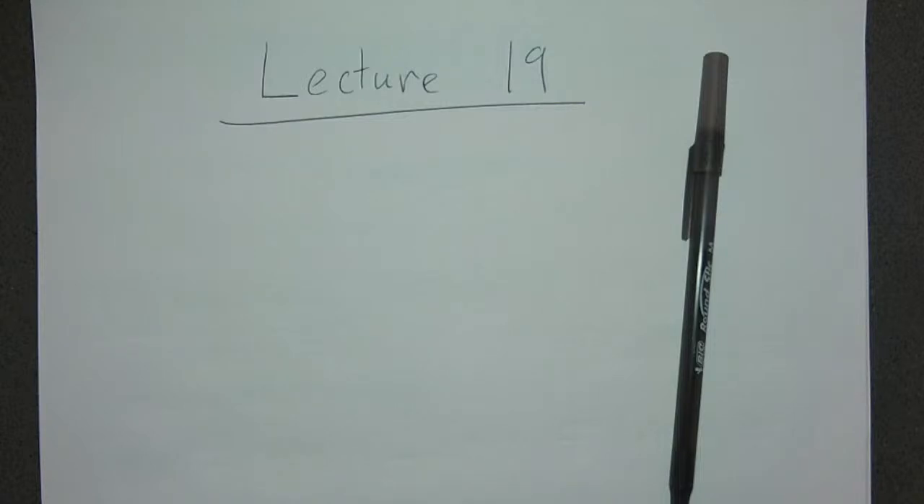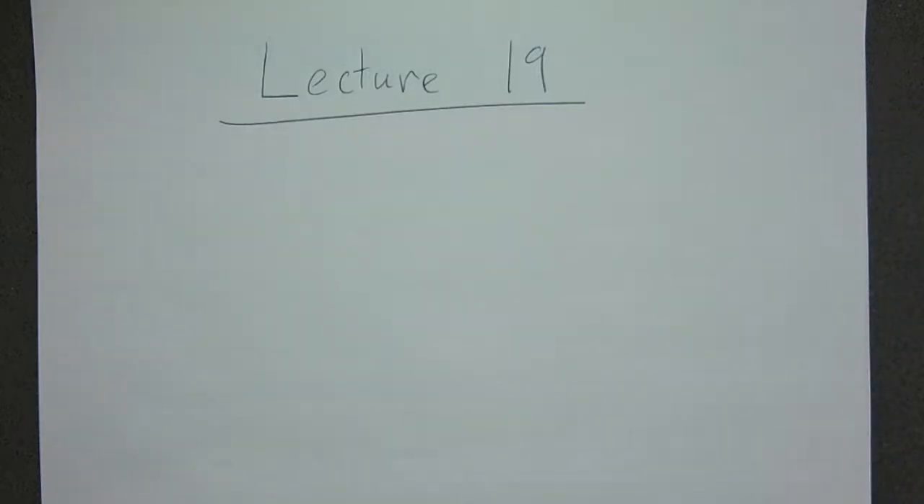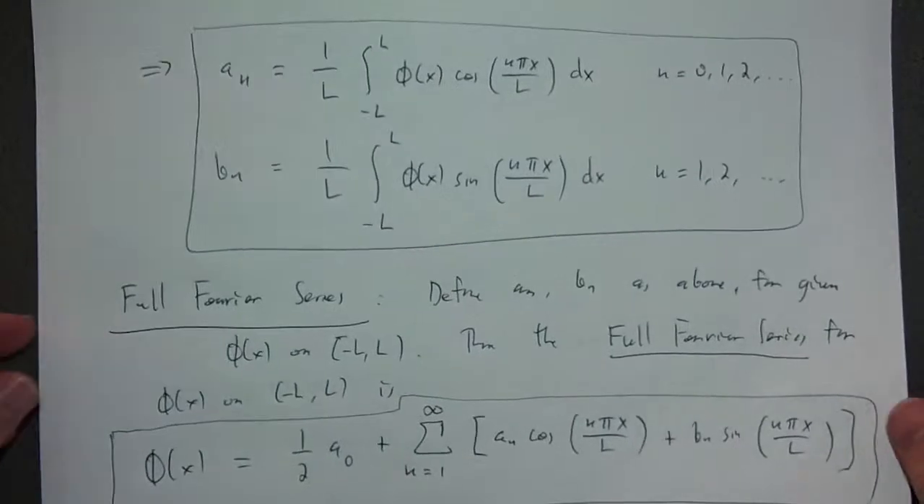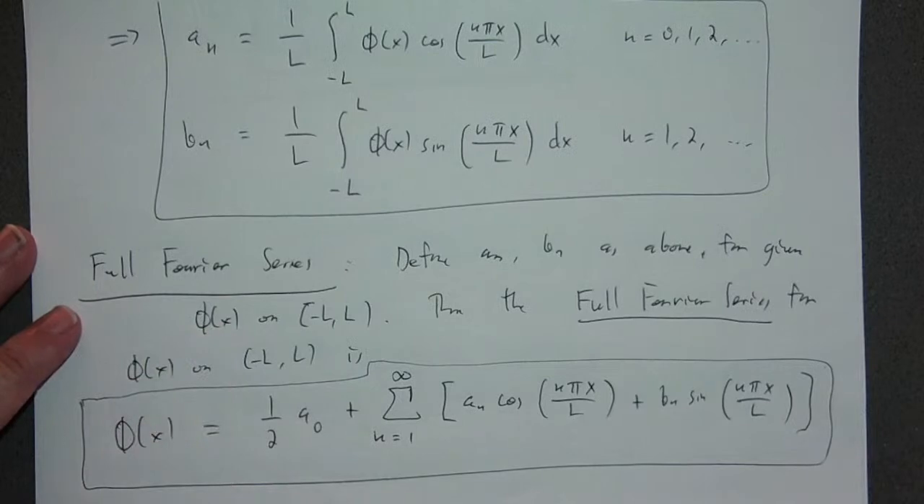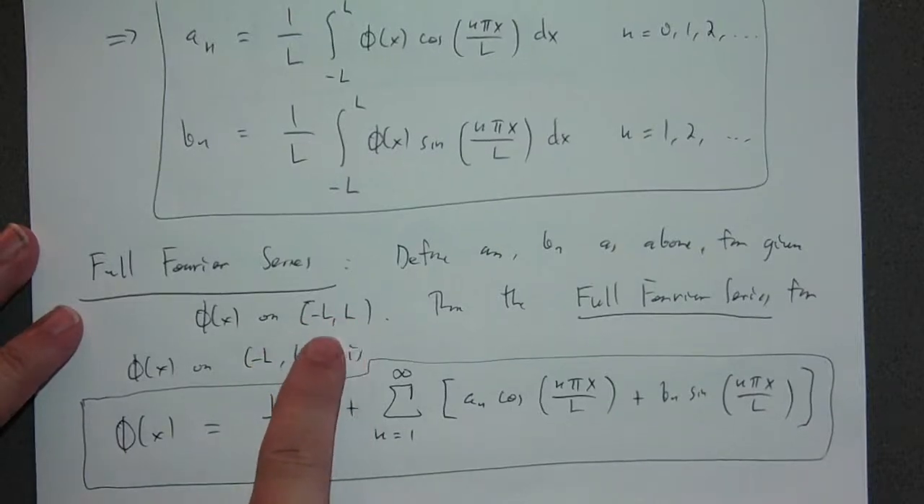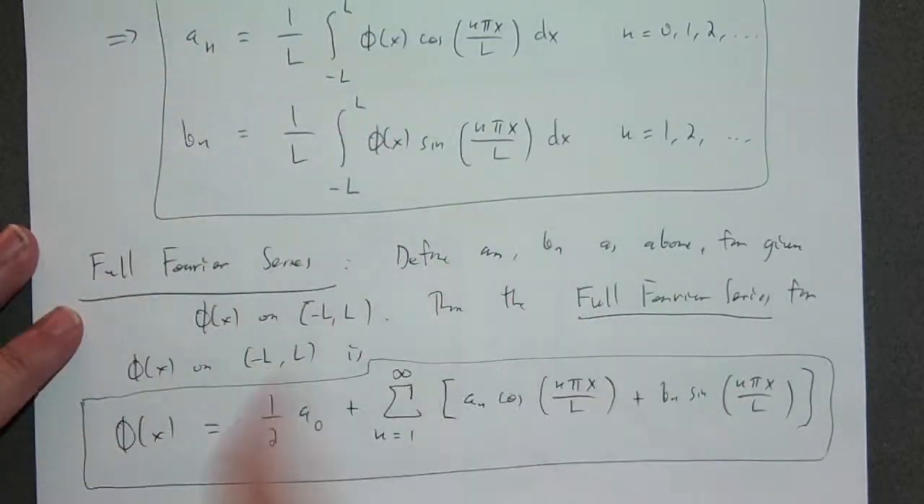Okay, welcome back, everybody. So, at the end of the last lecture, we were discussing the Fourier series. So, we had the Fourier sine series, Fourier cosine series, and the full Fourier series. Here, just to remind you, is the full Fourier series for a function. For the full Fourier series, we were considering a function defined on some symmetric interval minus L to L. The full Fourier series is then defined by this, where these coefficients can be computed by these formulas.